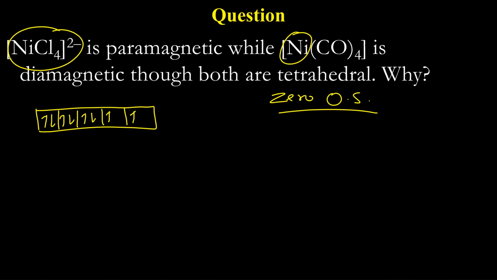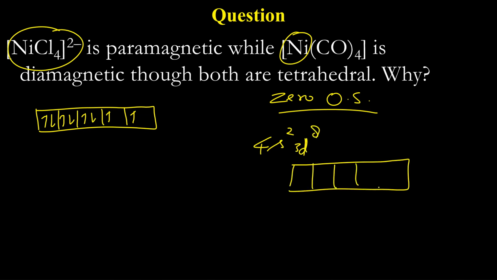Now consider this one, Ni(CO)4. CO is a strong field ligand or weak field ligand? A strong field ligand, right? So even if it is 0 oxidation state, you don't consider that. In another question that is the case, not in this case. You have the configuration here as nickel, and it is 4s2 and 3d8 still. But because it is a strong field ligand, pairing will take place. So the configuration will be like this.